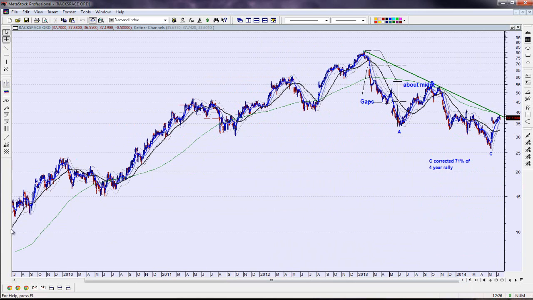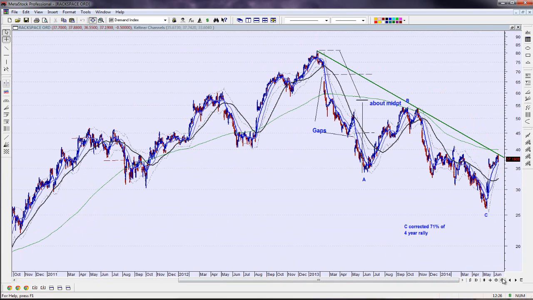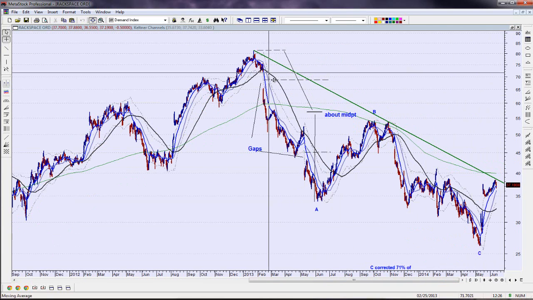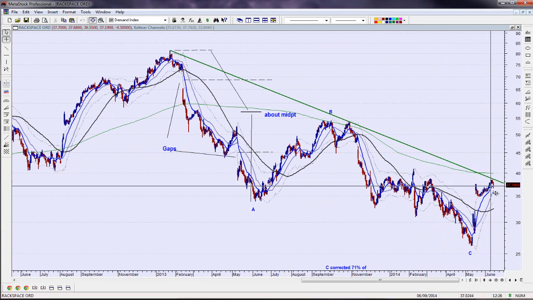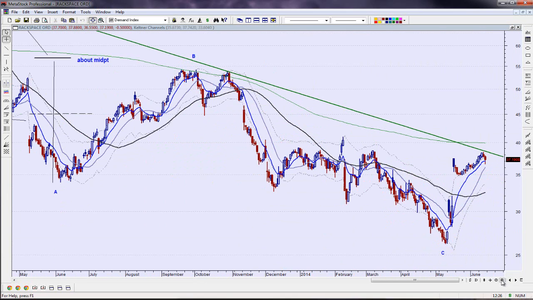Anyway, now I think we've had this big rally in Rackspace. I don't have all the rally in there, but now I think we're corrective. I think we've got this A, B, C correction. And because of this impulsive type move, I think there's a good chance that we're moving to the upside in here. The moving averages are breaking above. You've got the 21 above the 55, and the 55 is trying to turn up.